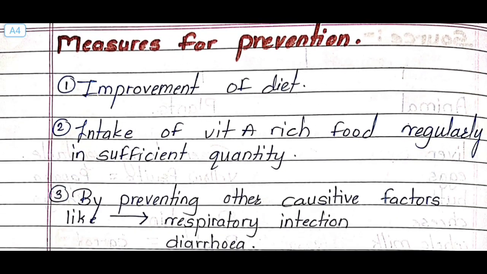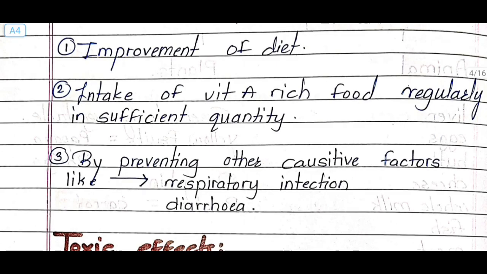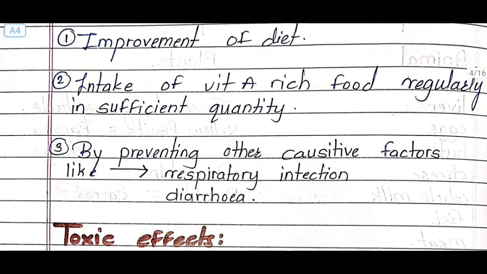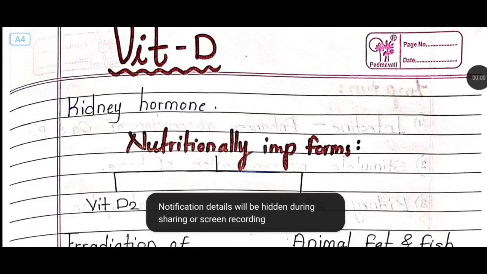Then measures for prevention: important is improvement of diet, intake of vitamin A rich food regularly in sufficient quantity, and preventing other causative factors like respiratory infection and diarrhea. Then, what are the toxic effects? Toxic effects of excess consumption of retinol include nausea, vomiting, anemia, sleep disorder, skin disorder.